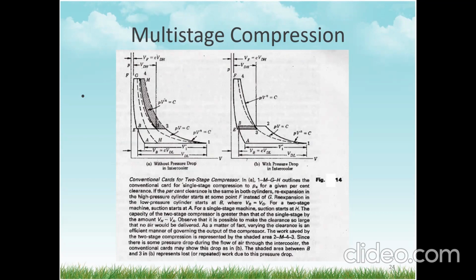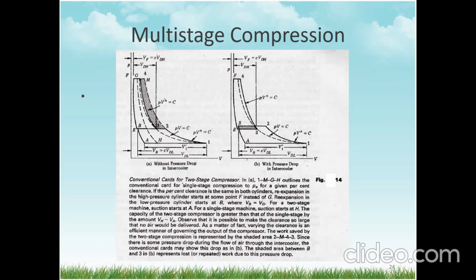The expansion in the high pressure cylinder starts at some point F instead of G. So for a two-stage machine, suction starts at A. Expansion in the low pressure cylinder starts at B, where B is equal to BG. For a single-stage machine, suction starts at H. The capacity of the two-stage compressor is greater than that of a single stage by the amount of BH minus BA.